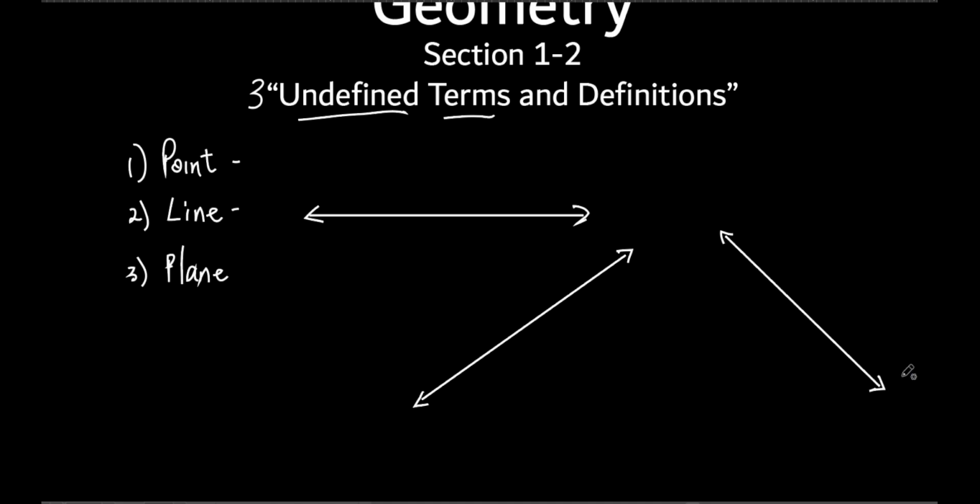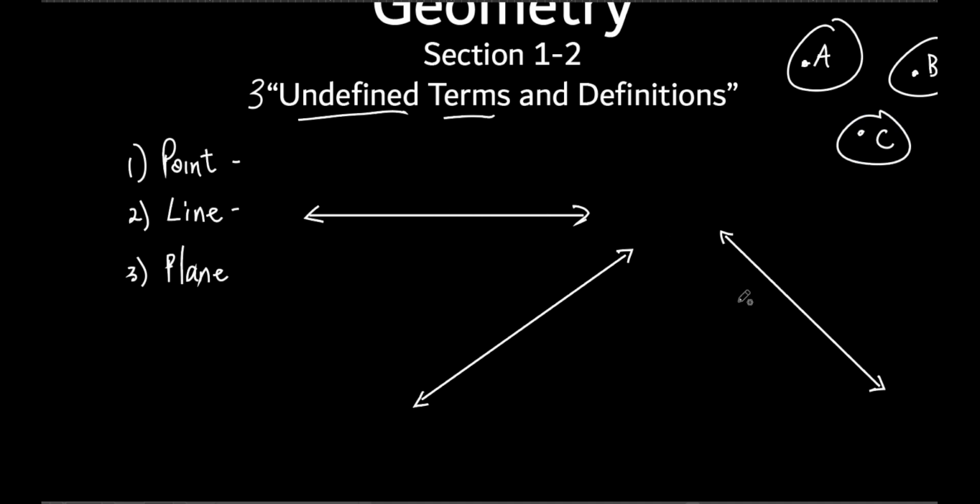Well, we have to be able to describe a line. So let's go back to point. If I had a dot here, and a dot here, and I said that this point is A, this one is B, this one is C, that describes each point. This right here is point A. What's that one? Point B. And what's that point? Point C.